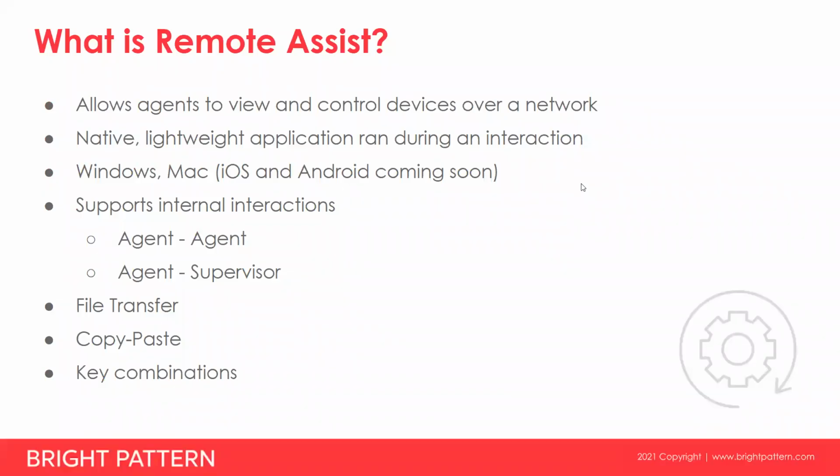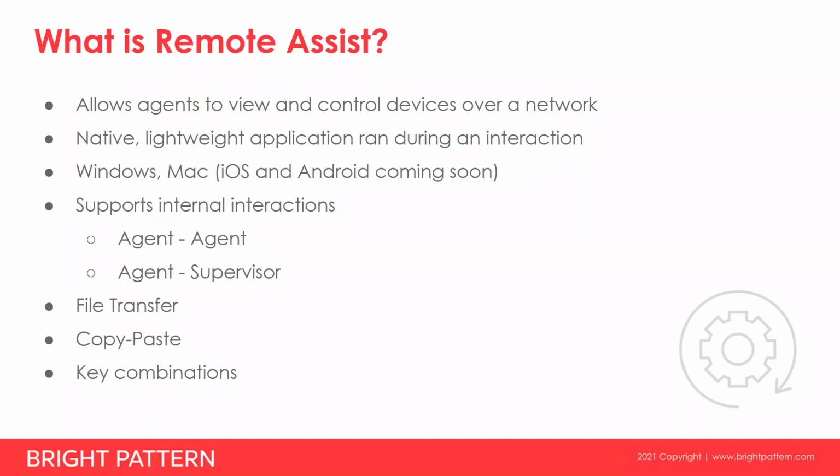Okay, so first of all, what is Remote Assist? It's a new feature that allows agents to view and control devices over the network. It's a native, lightweight application ran during an interaction. So it is native to Bright Pattern. It's not a third-party integration. It's something we've developed in-house. It's very lightweight. It's a very small application that does not need to be installed prior to starting the Remote Assist interaction. It can be ran right at that time.